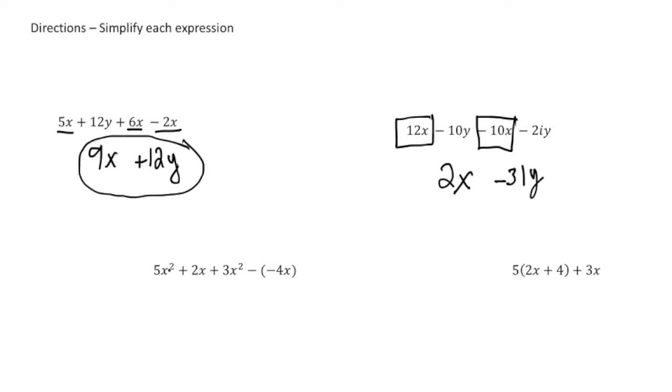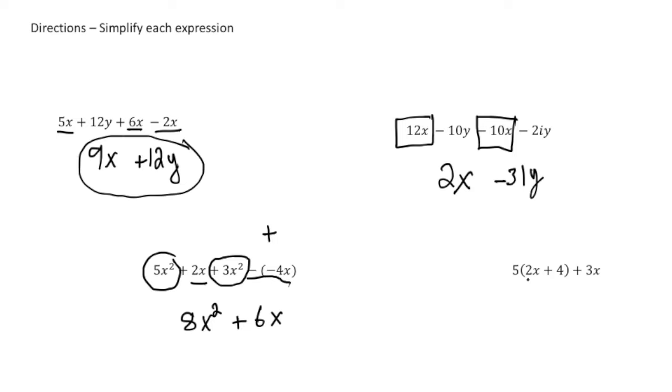Alright, this one, we can combine the 5x squared and the 3x squared to give us 8x squared. And then 2x minus a negative 4x. Remember, when you subtract a negative, it's the same as adding, right? So 2x and 4x is 6x.